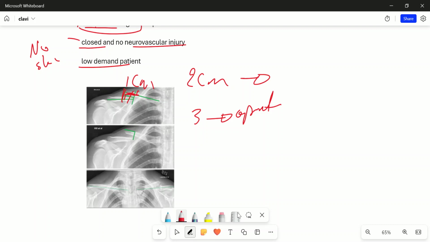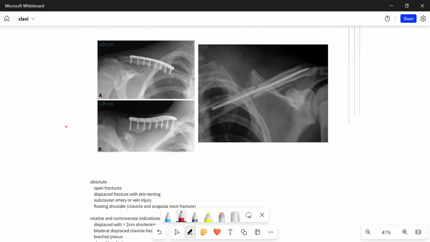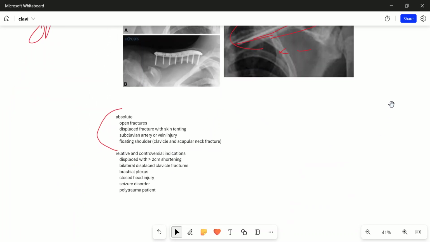Let's check here. For operative treatment, you will do open reduction or closed reduction, and you can fix with a plate and screws like in this X-ray, or you can do it with an intramedullary nail like in this X-ray. What are the absolute indications for operative treatment? You have to know only the absolute.